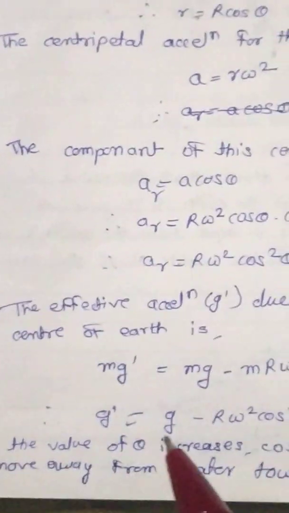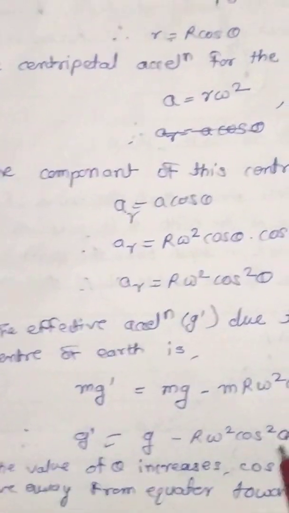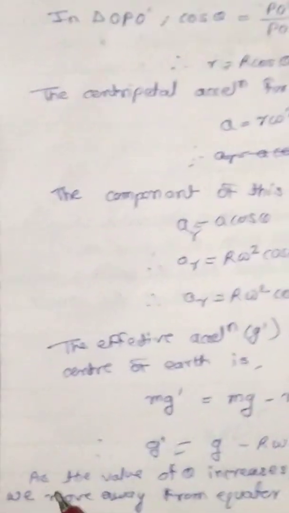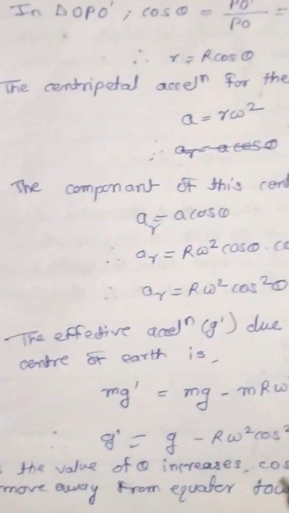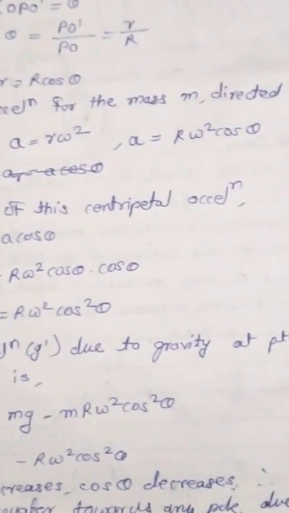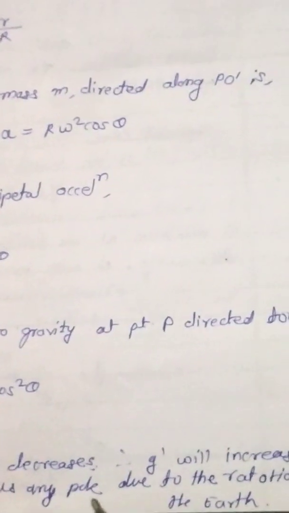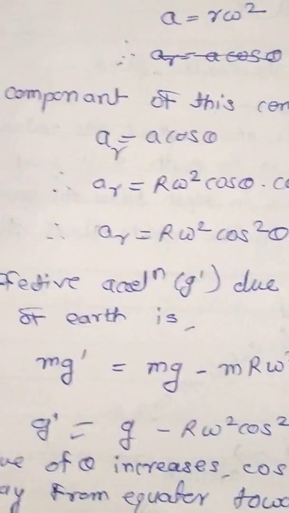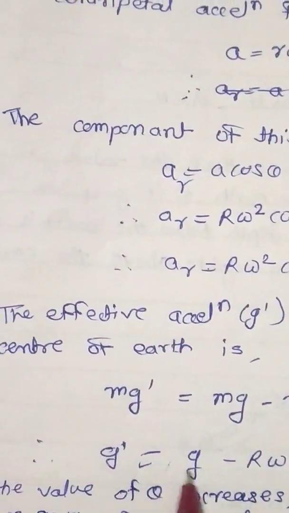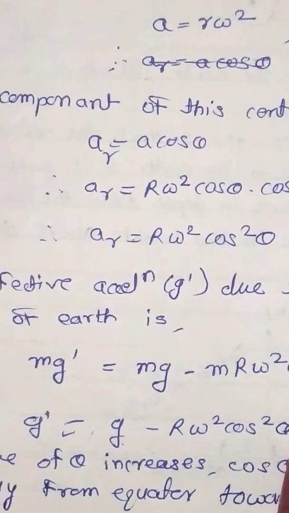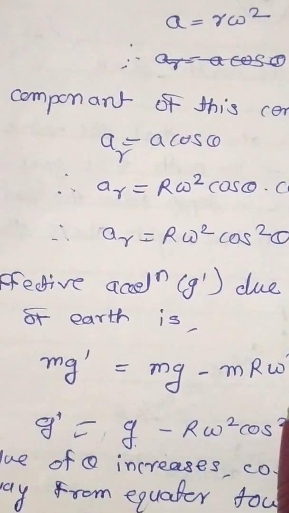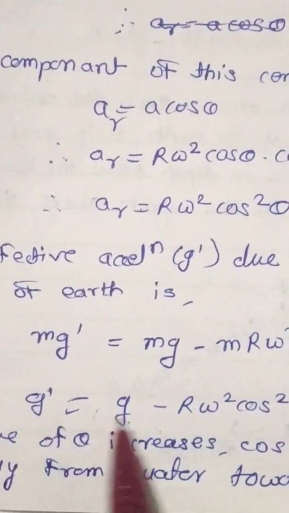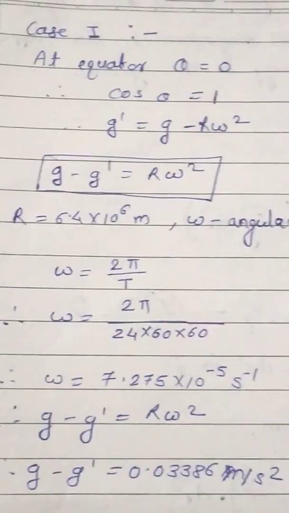As the value of theta increases, cos theta decreases, as we move away from the equator towards any pole, due to the rotation of the earth. So this equation, g dash is equal to g minus R omega square cos square theta, is the final equation of acceleration due to gravity. It gives the variation in g with latitude.